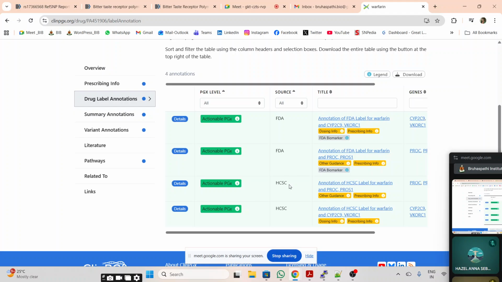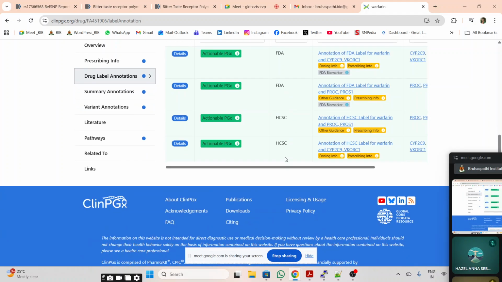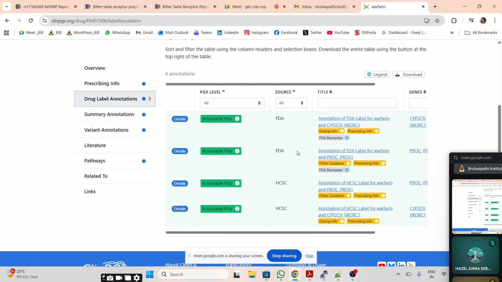HCSC is also a consortium like the FDA which approves the drug usage. Okay, what did they prescribe? Annotation of FDA label for warfarin: we have to use the mutations of these two genes when you are checking how the drug is acting in a person's body. Is this part clear?